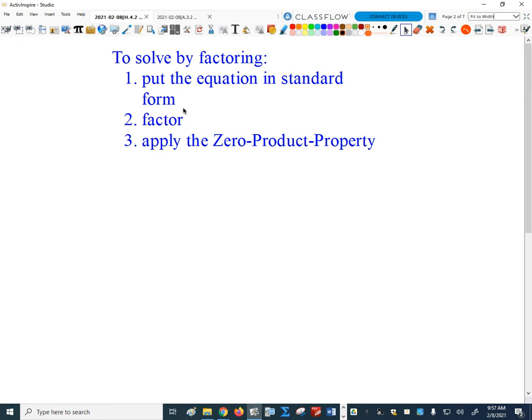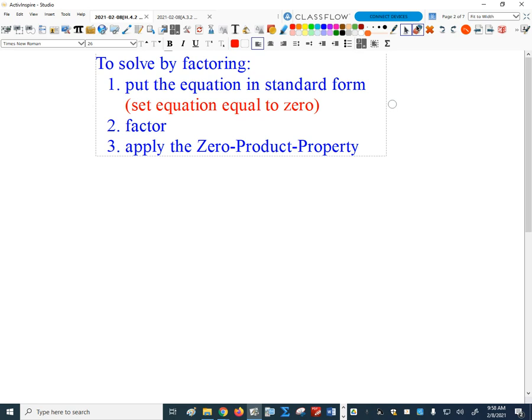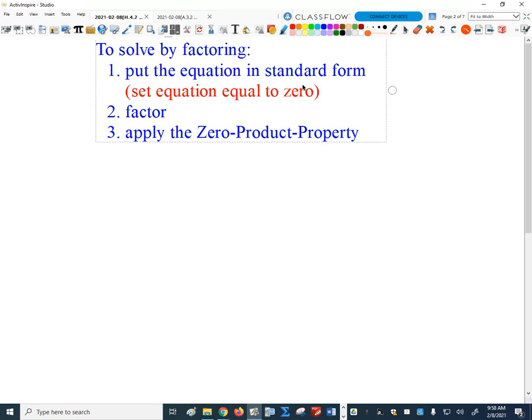First one is we put the equation in standard form, which really just means, let me add another little piece to the notes. That really just means that we are setting the equation equal to 0. So that's the first step, put the equation in standard form. In other words, we're moving all the terms to one side, so we set it equal to 0. Then we're going to factor it using all the skills you've been practicing since last time we met, and then apply the zero product property.